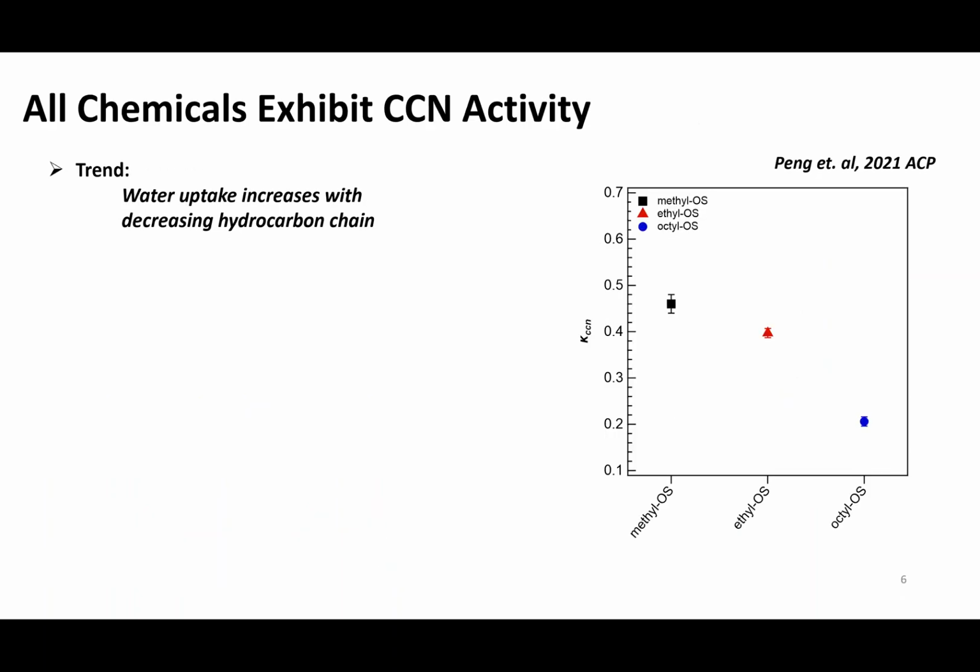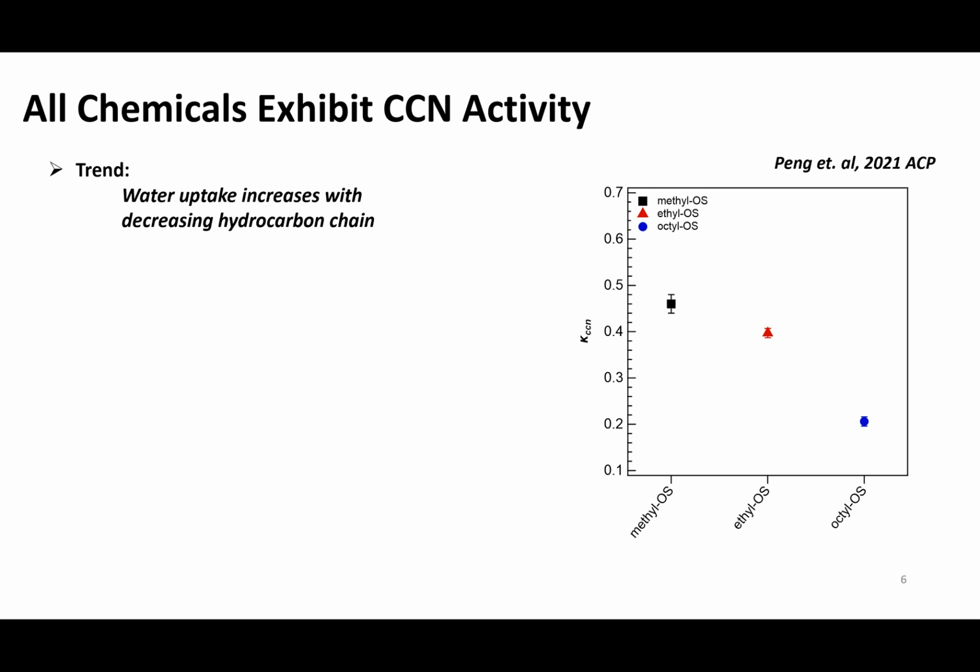The CCN activity was then investigated for these chemicals using a cloud condensation nuclei counter, and our data shows that all three chemicals exhibit CCN activity but at varying degrees. Here, as you can see in the figure, we report the kappa hygroscopicity value for each chemical. Each marker point here represents an average of more than 10 data points obtained at 4 different supersaturations.